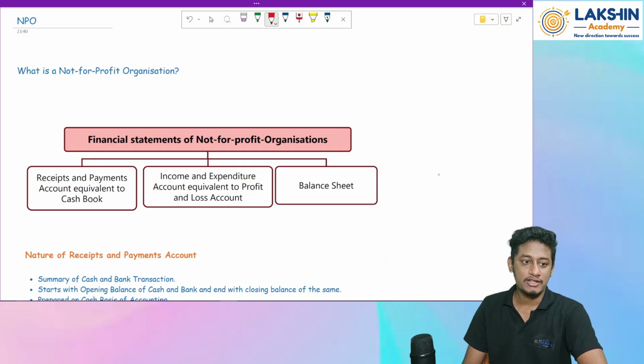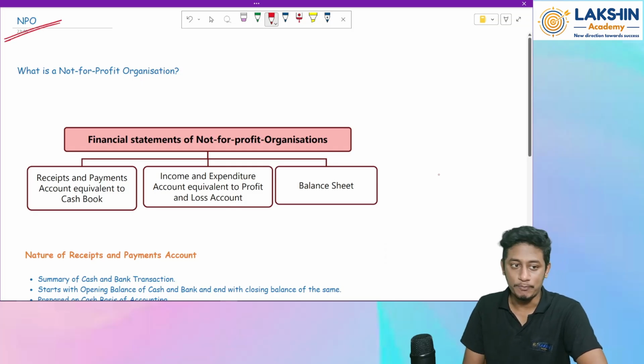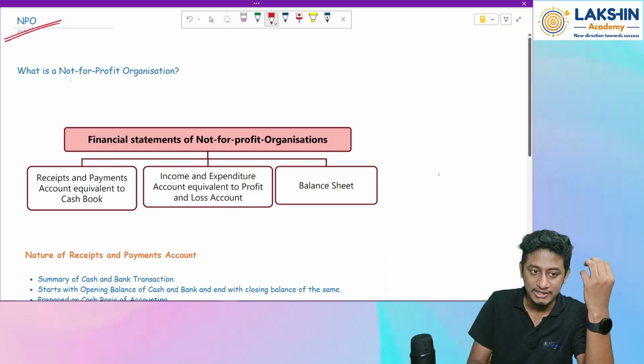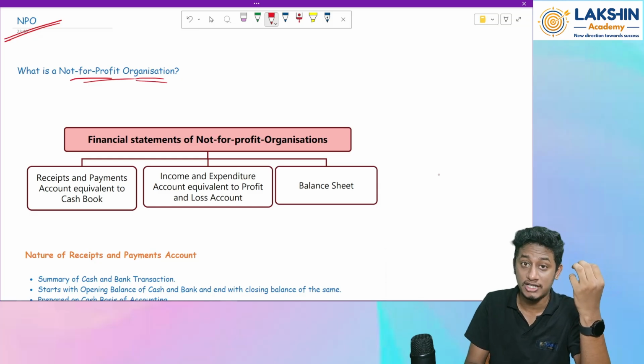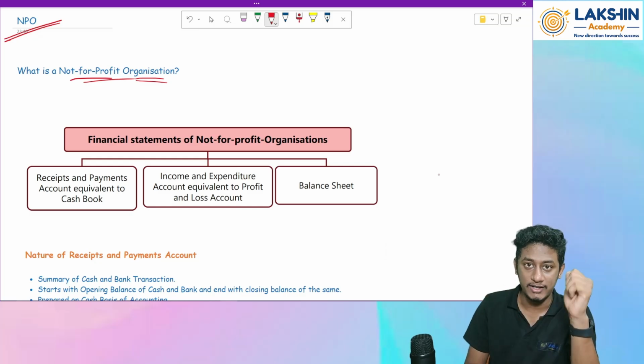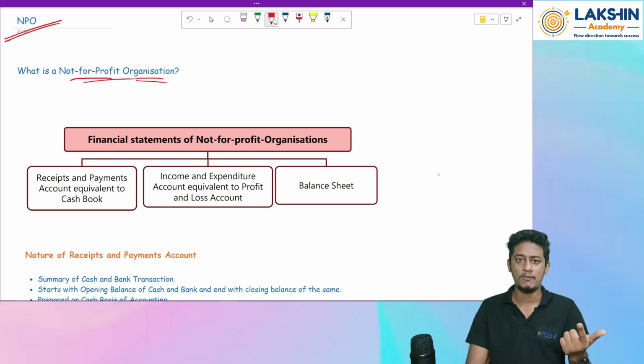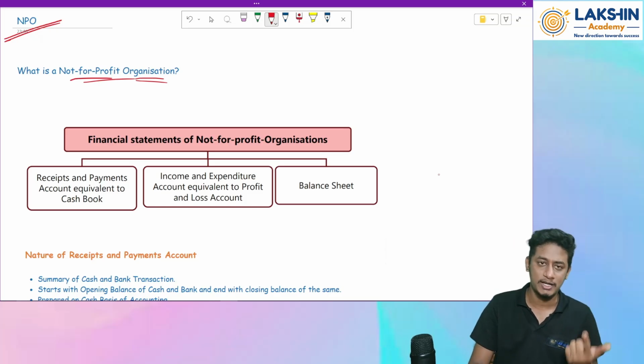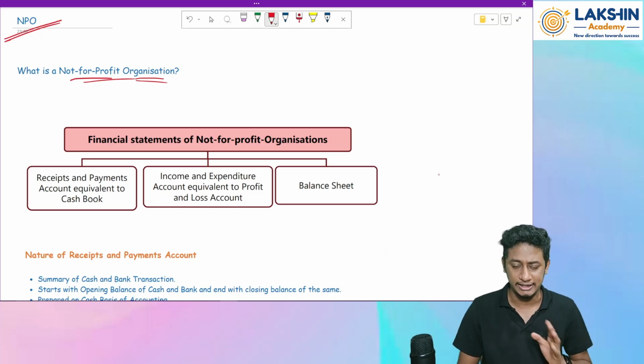Hello everyone. So today we are going to start the new topic, that is NPO. Now what does NPO mean? NPO basically means a not for profit organization. So any entity created for the purpose of not earning any profits but for the social welfare. It might be in any form. It might be in the form of education, it might be in the form of growth of women empowerment or anything it can be.